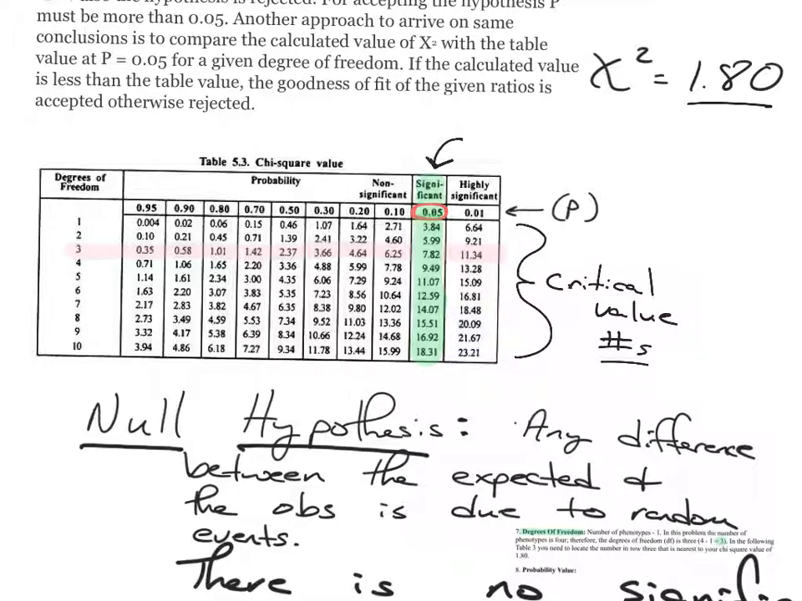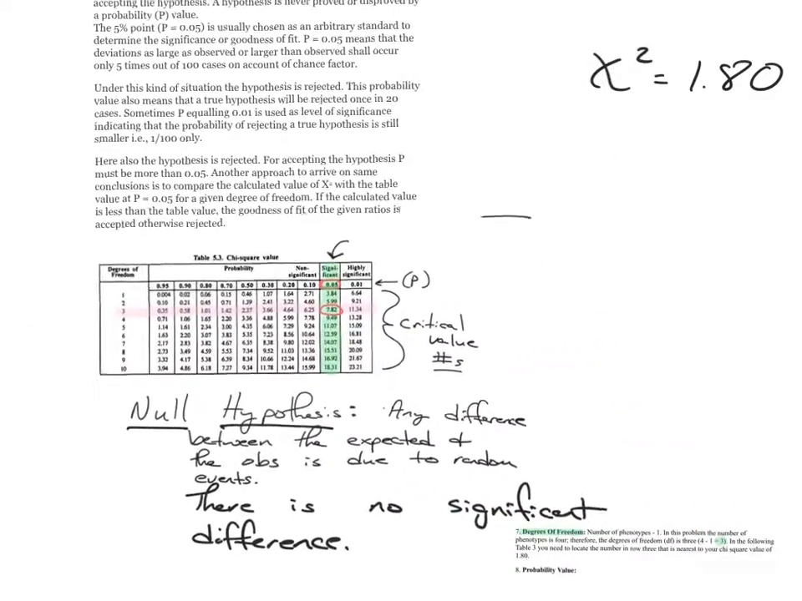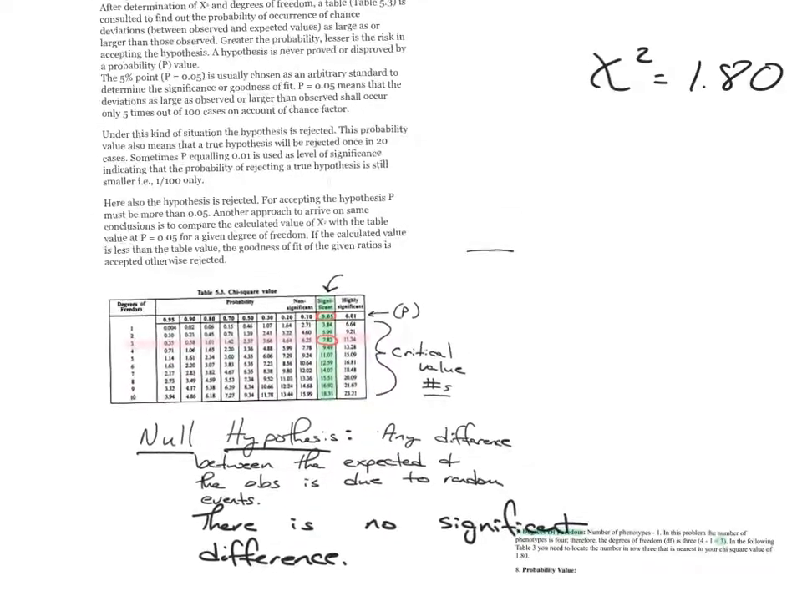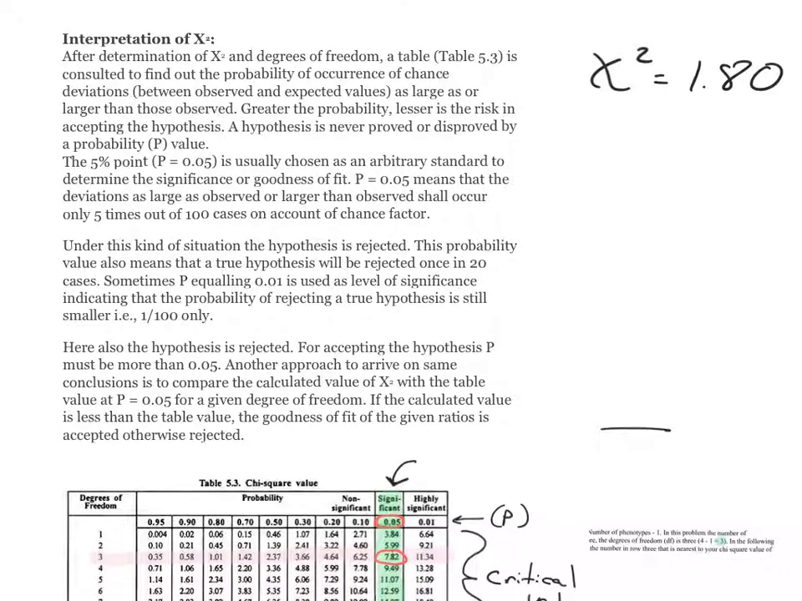So with the critical value then, with 3 degrees of freedom and 0.05 significance, the critical value is 7.82. All right? 7.82. That's what you're going to compare your chi-square to. And you can read this here, and it tells you everything you need to know, I think, about chi-square goodness of fit.